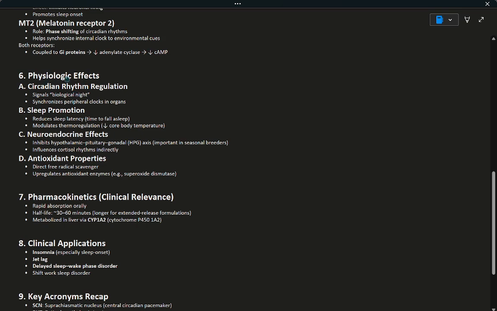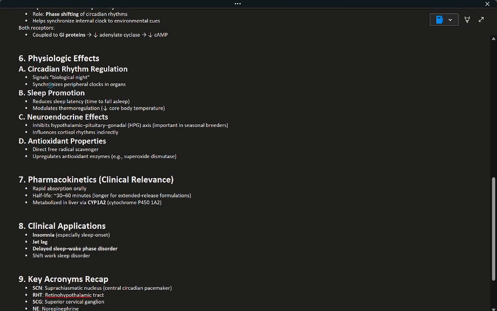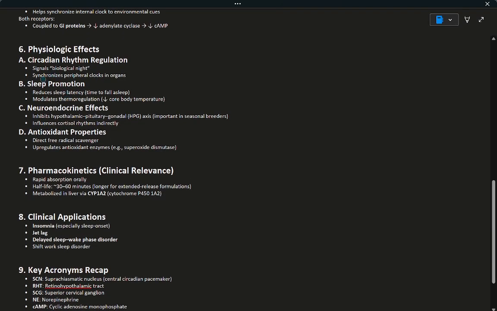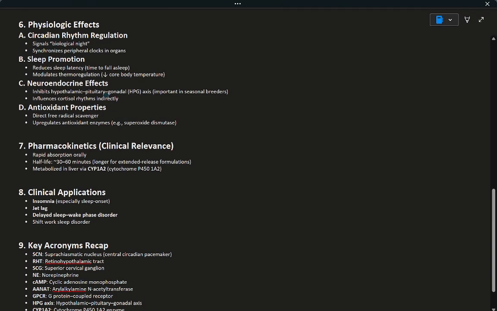For physiological effects of melatonin, first we have circadian rhythm regulation. So melatonin signals, quote-unquote, biological night, and it is responsible for synchronizing peripheral clocks in the organs. Of course, melatonin will help to promote sleep. It does so by reducing the sleep latency, which is a term for the time to fall asleep. It also modulates thermal regulation by decreasing the core body temperature during sleep.